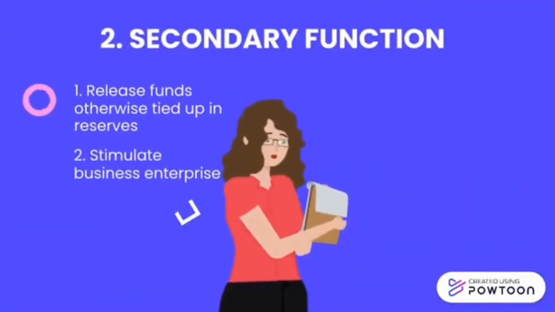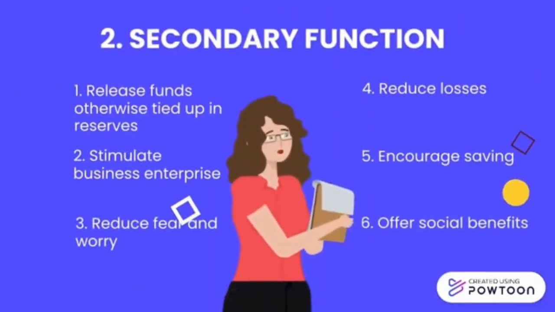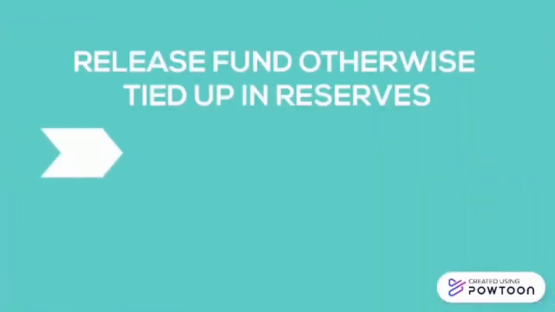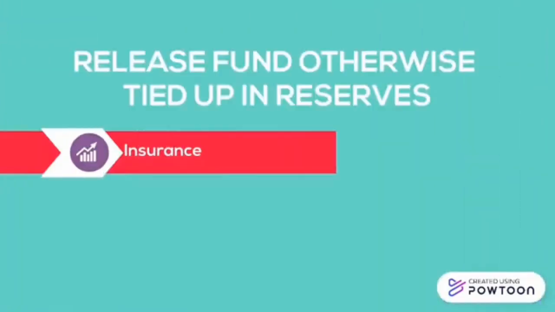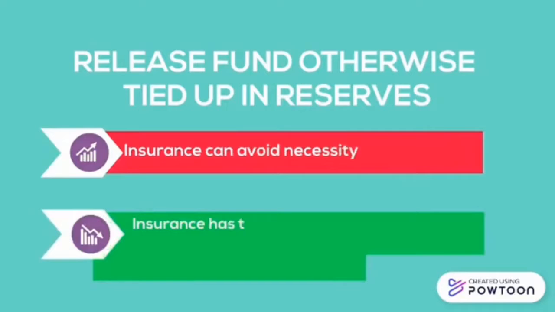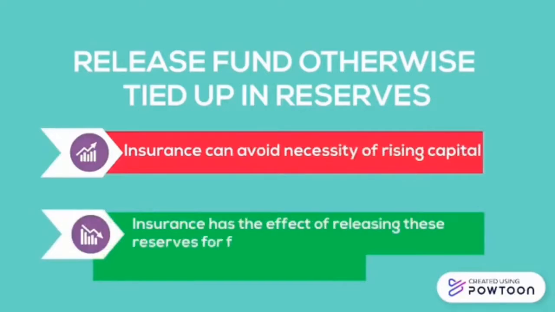Next, we have secondary function that contains six functions under it. The first one is release fund otherwise tied up in reserve. Insurance substitutes a certain premium payment in place of uncertain loss payment, so they will be able to avoid the necessity of raising capital. If there is any loss incurred in the absence of insurance, a large reserve fund would be necessary. Furthermore, insurance has the effect of releasing this reserve for further investment and development.